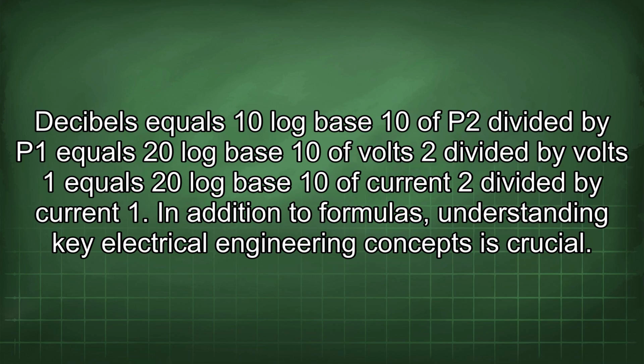15thly, decibels, which are used to express ratios of power, voltage, or current on a logarithmic scale. Decibels equals 10 log base 10 of P2 divided by P1 equals 20 log base 10 of volts 2 divided by volts 1 equals 20 log base 10 of current 2 divided by current 1.